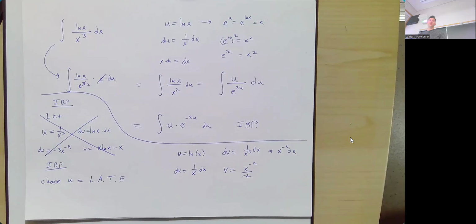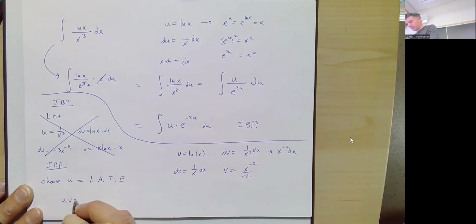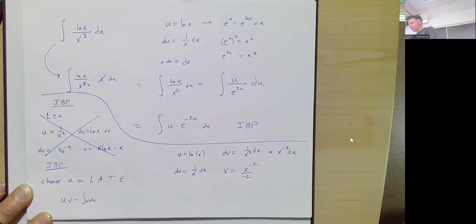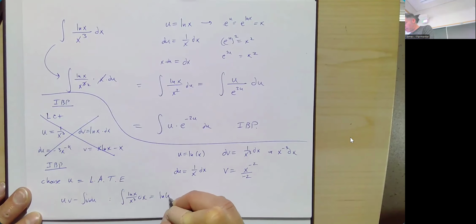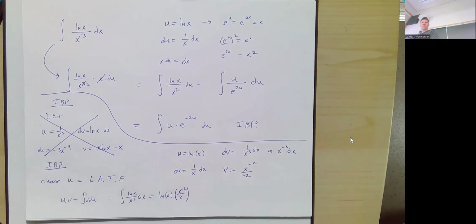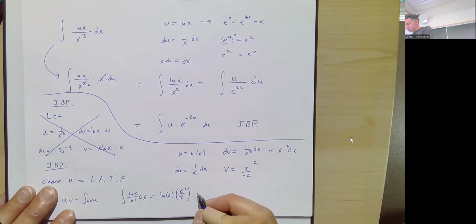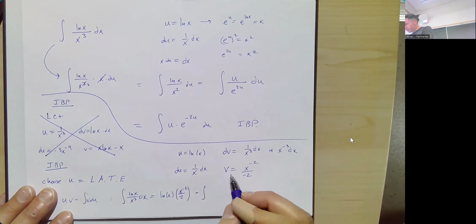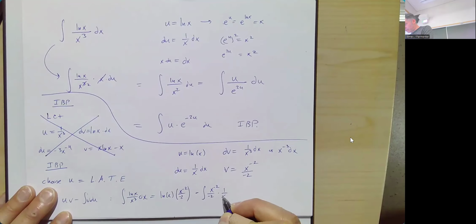Then we put it all into our lovely ultraviolet super voodoo formula. uv minus the integral of v du, ultraviolet super voodoo. And so we get that the integral of natural log of x over x cubed is equal to u times v. Fine, I'll write it that way. Natural log of x times x to the negative second over negative 2. I would probably choose to not exactly write it that way. Minus the integral of v du, x to the negative second over negative 2 times 1 over x dx.